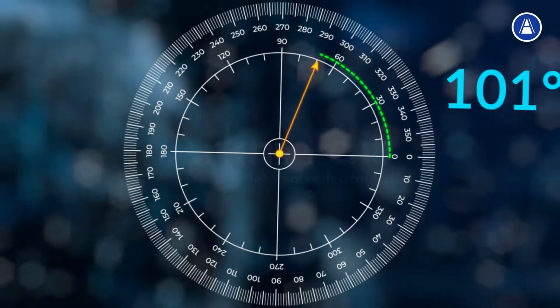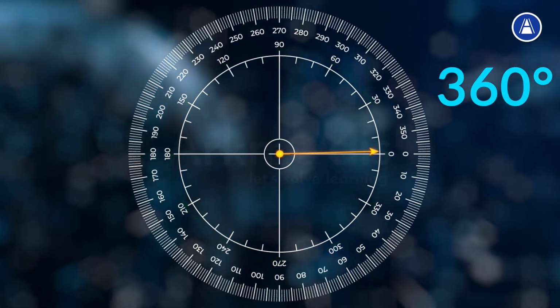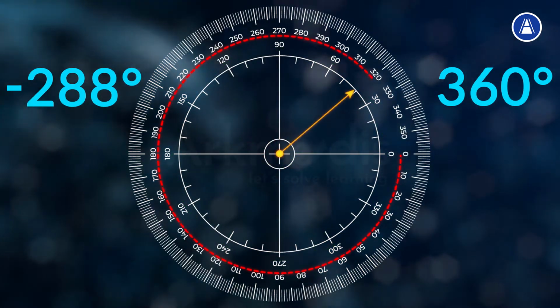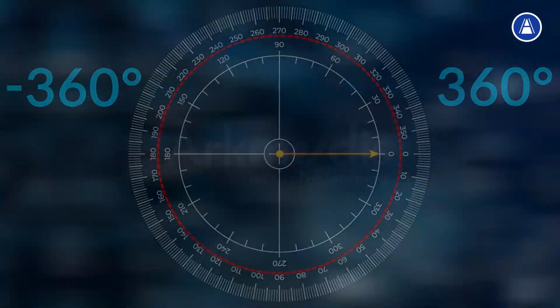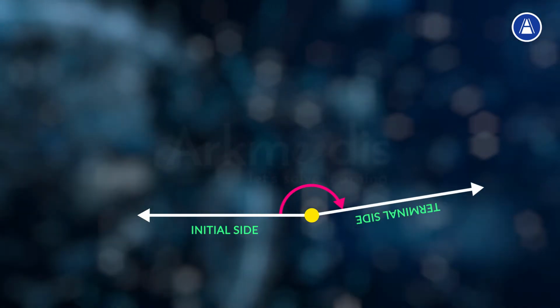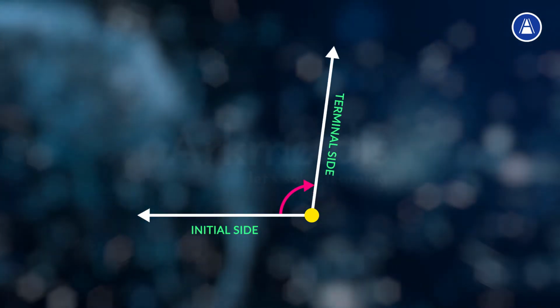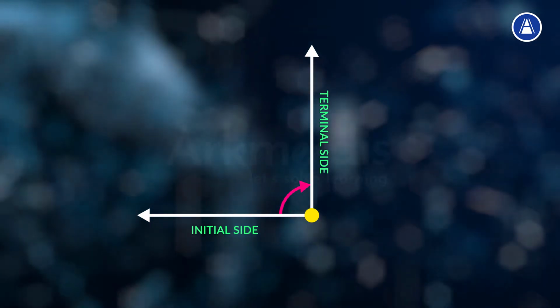If the direction of rotation is anti-clockwise, the angle is said to be positive, and if the direction of rotation is clockwise, then the angle is said to be negative. The measure of angle is the amount of rotation performed to get the terminal side from the initial side. And as we can see, angle can be measured, which means it should have some units.